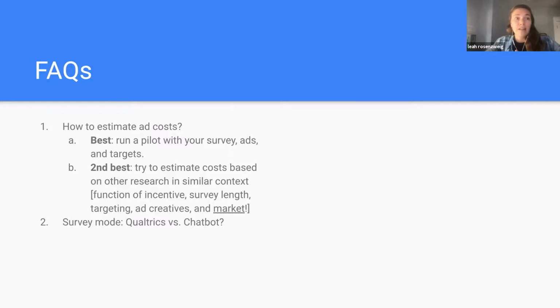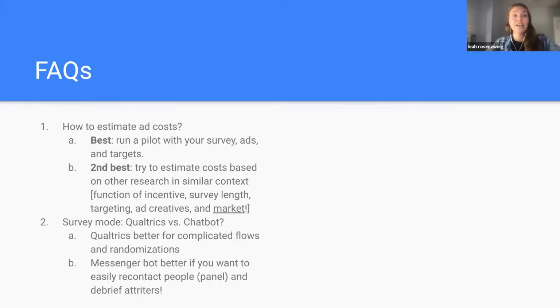Second question you might have is survey mode. Should it be Qualtrics or should it be a chatbot in the Messenger app? A quick answer is that Qualtrics is better for complicated flows and randomizations. At least Chatfuel, which I've used to program the Messenger bot, is much more clunky. It can do all of the things that Qualtrics can do, but in my experience, the user interface is not at all as nice.